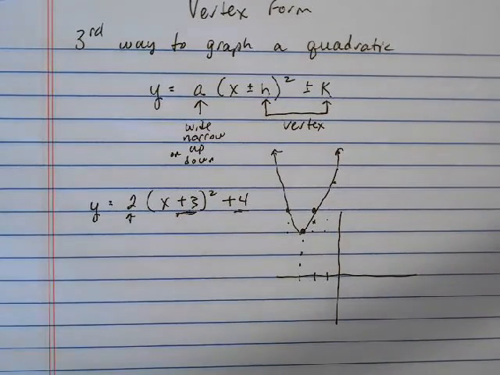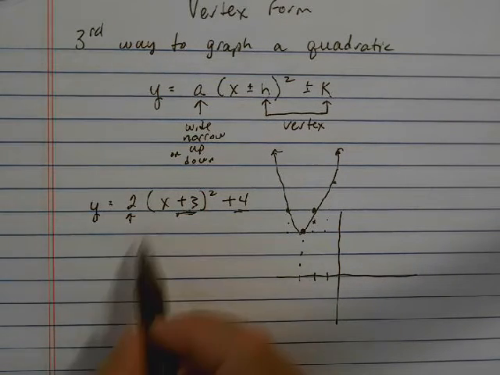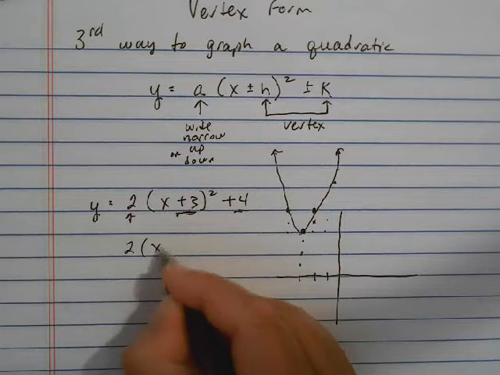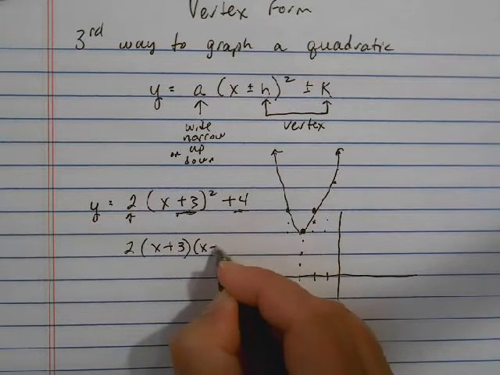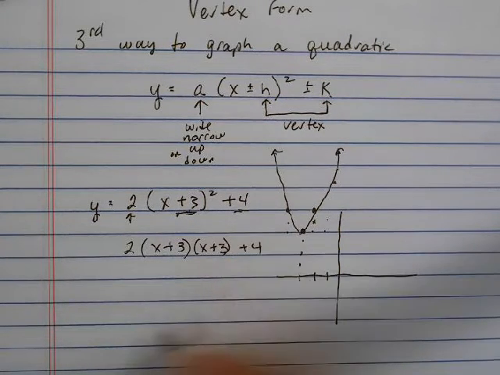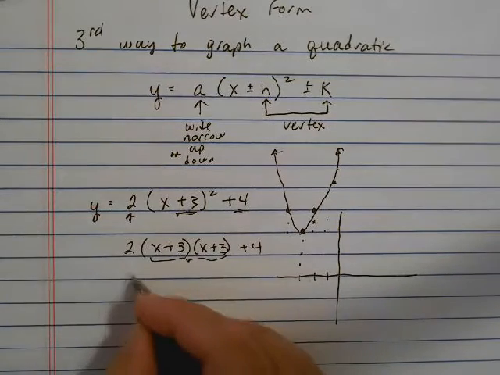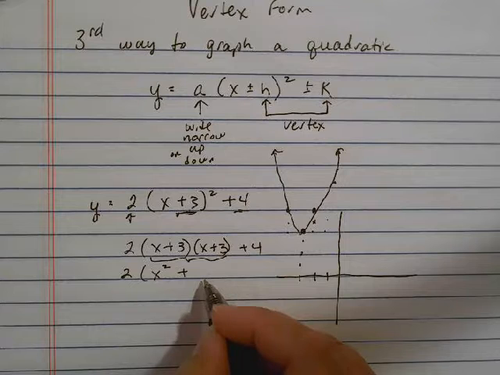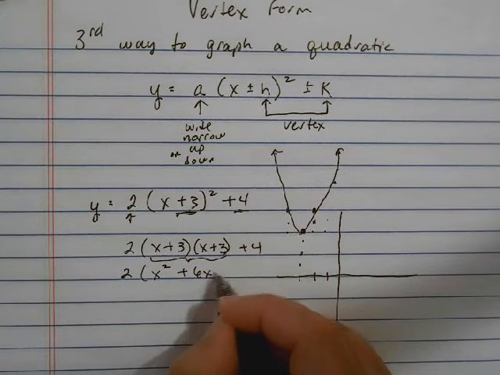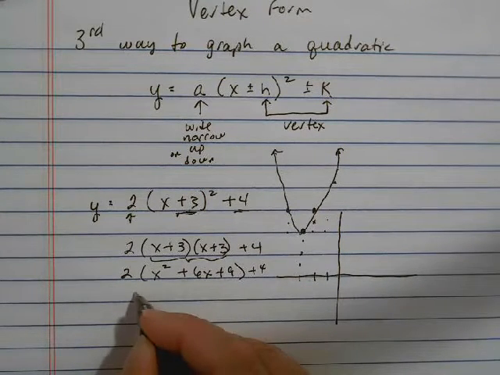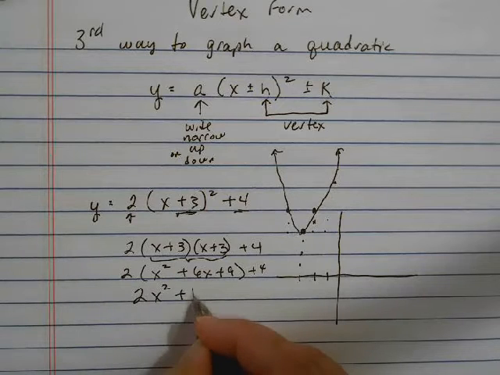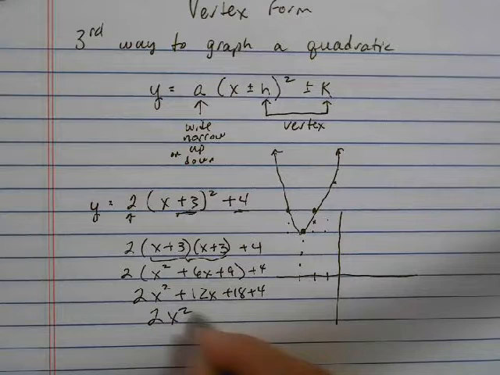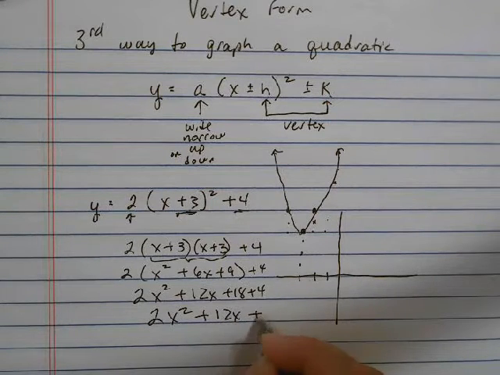Now, let's think about why this actually happens this way. If I were to take this function and multiply it out, it would look like this. And I'm going to multiply these two together first just because it'll be easier for me. That goes to x squared plus 3x plus 3x, which is 6x plus 9 plus 4. So 2x squared plus 12x plus 18 plus 4. So 2x squared plus 12x plus 22.